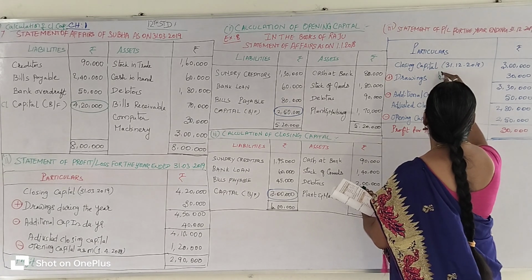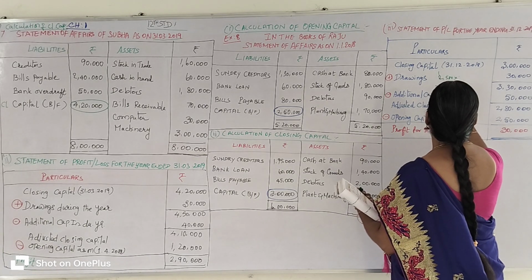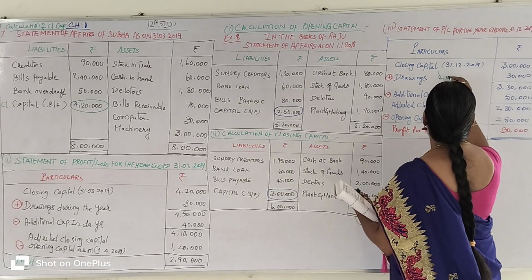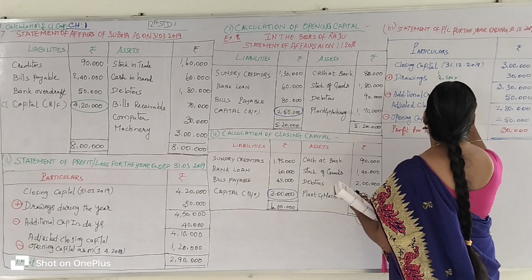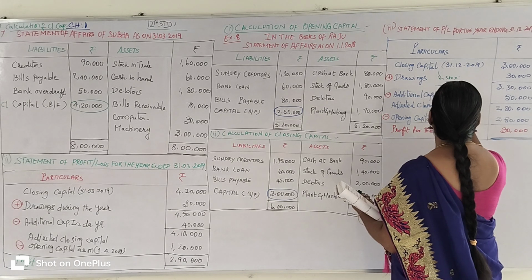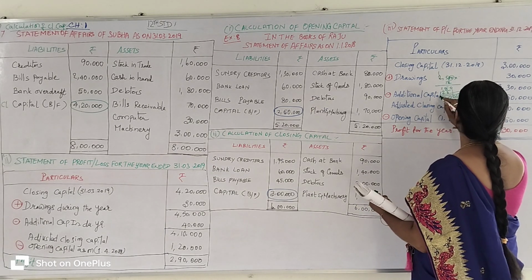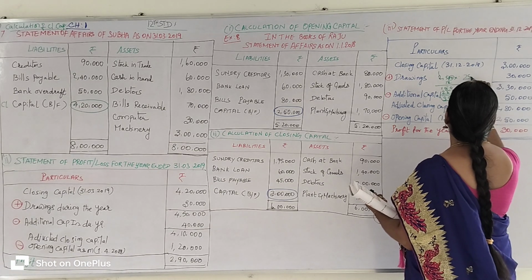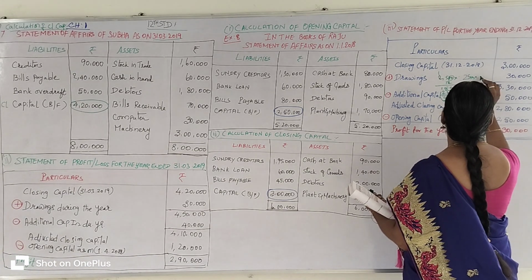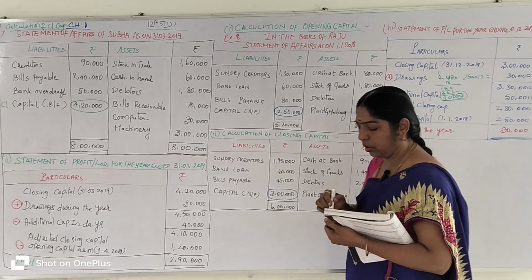2 2s are 4 plus 1, 5. 2 5s are 10, remaining 1. 1 5 is 5. 1 2 is 2. 5 plus 5, 10. Remaining 1. 2 plus 1, 3. And this 0 is to be added here. So drawings value is 30,000 rupees. How will you get? 2,500 each month. So for 12 months you got 30,000 rupees drawings.